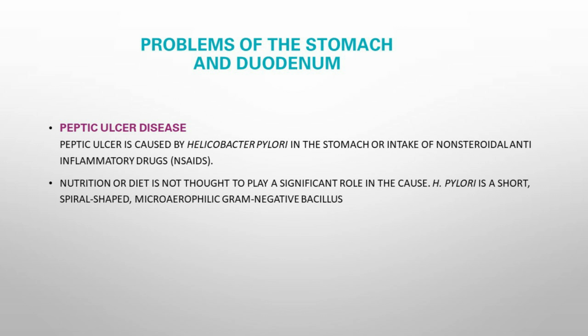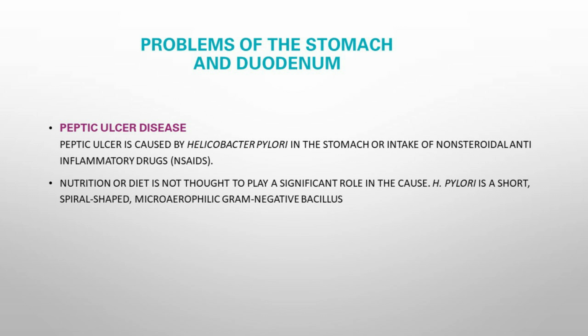Gastric ulcers are more prone to develop into malignant disease. Weight loss is common in patients with gastric ulcers. Patients with duodenal ulcers may gain weight from frequent eating to control pain. Peptic ulcer is caused by Helicobacter pylori in the stomach or intake of nonsteroidal anti-inflammatory drugs. Nutrition or diet is not thought to play a significant role in the cause.